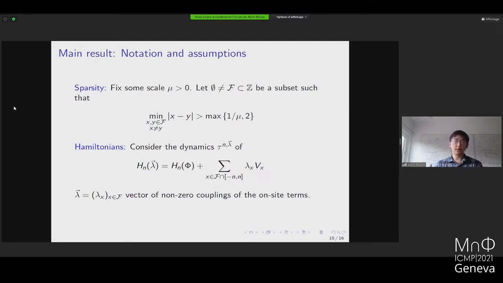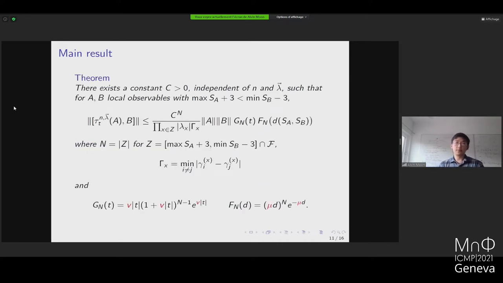Furthermore, we don't allow an arbitrary density of the field. We actually say that we can only perturb with some sparsity, depending on some scale that we fix from the beginning, and the scale is the prefactor of the spatial decay in the Lieb-Robinson bound that we run. With these assumptions, we consider the dynamics generated by the nearest neighbor interaction perturbed by a sparse field, coupled by non-zero factors, which are denoted by lambda x.